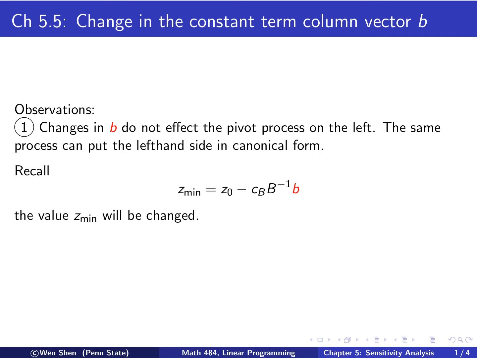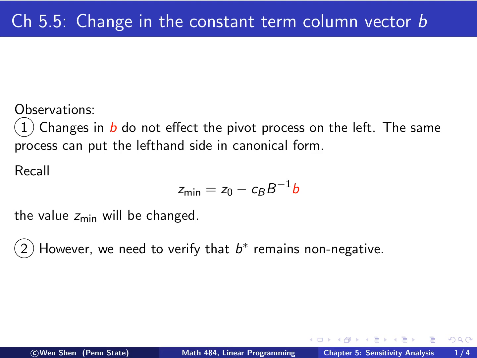Now recall the expression Z min is equal to Z naught minus CB B inverse times B. I highlighted B in red, so you know that's the thing we're going to change. Even though the pivot process is the same, and so B inverse and CB are the same, we see that the change in the B would change the minimum value.